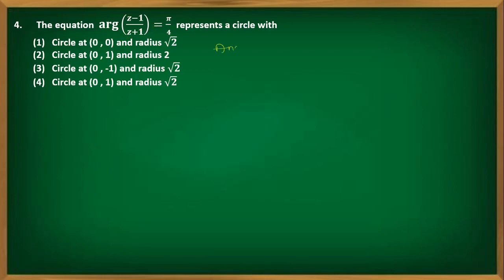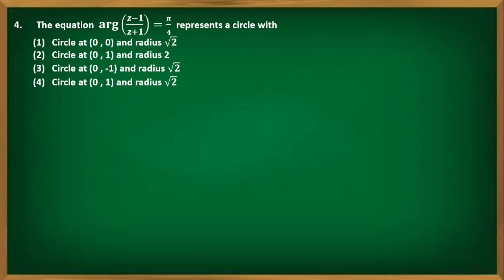The angle between the lines joining z and 1, and z and minus 1. The angle between the lines joining z and 1 and z and minus 1. That is the meaning of argument of (z minus 1) by (z plus 1).